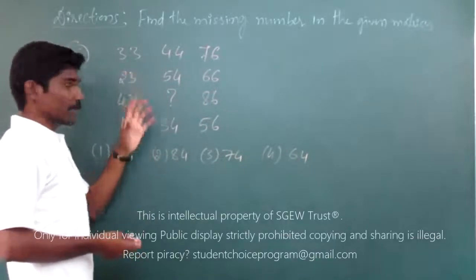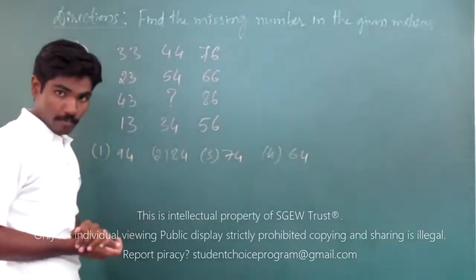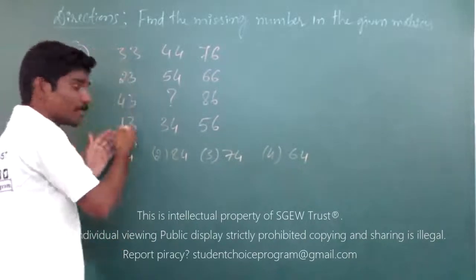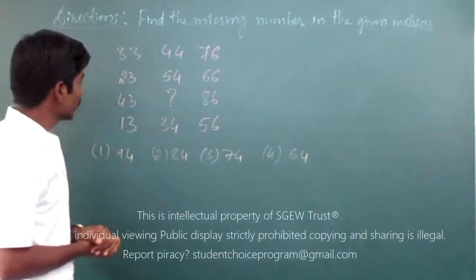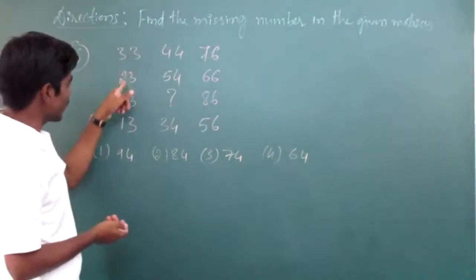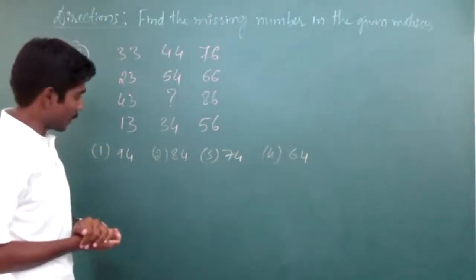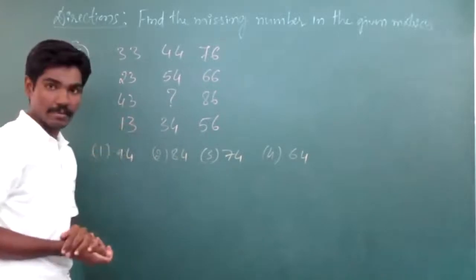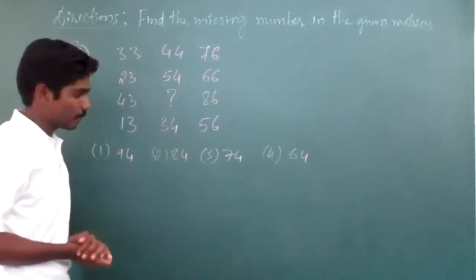When you observe the given question carefully, and when you observe the first column carefully, what I can observe is the sum of 33 and 23 is the same as the sum of 43 and 13. This is what it looks like.